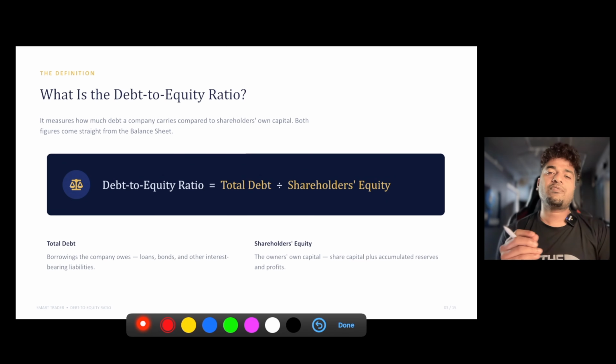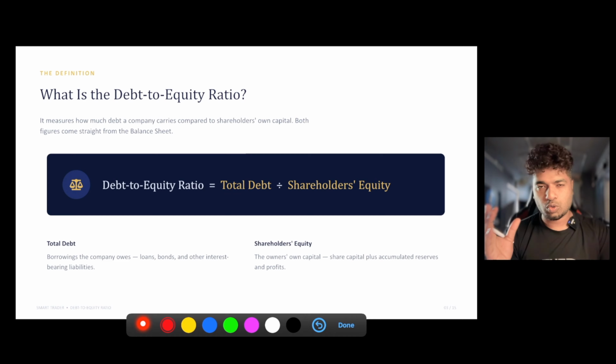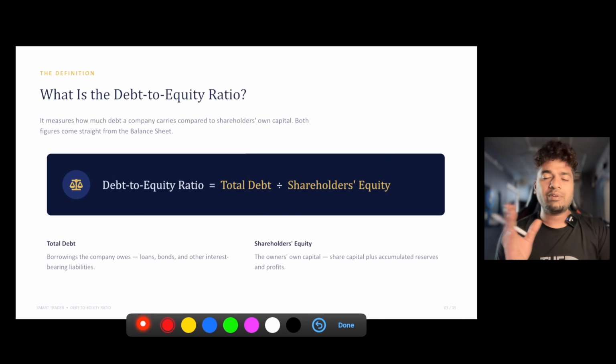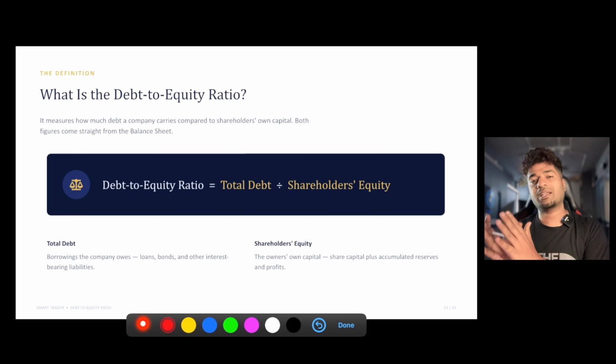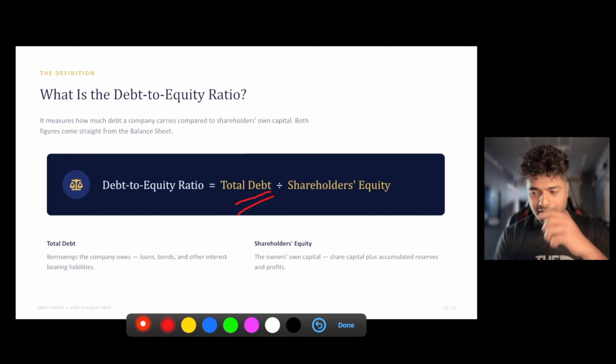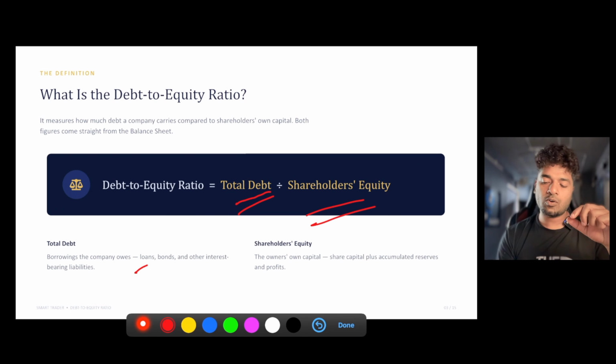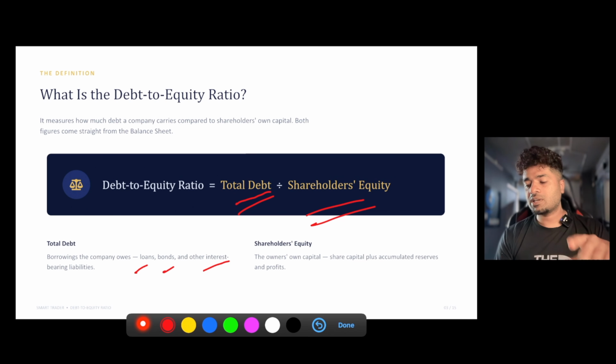So let's start. First of all, what is the debt to equity ratio, for the ones who don't know? Simple theory: the debt to equity ratio is nothing but the debt a company has compared to its shareholders' capital, that is basically like a loan. The formula is very simple. It's your debt, whatever loan the company has, divided by the shareholders' equity. Now this debt can be anything: loans, bonds, and other interest the company has to pay, whereas shareholders' equity is nothing but the owners' capital, share capital plus accumulated reserves and profits, everything.